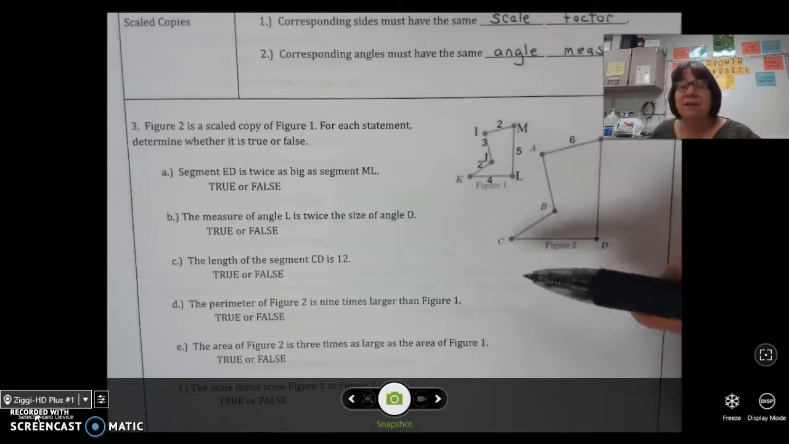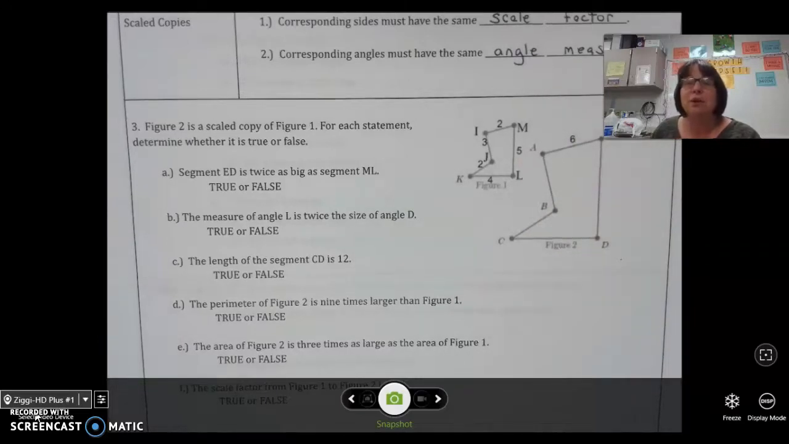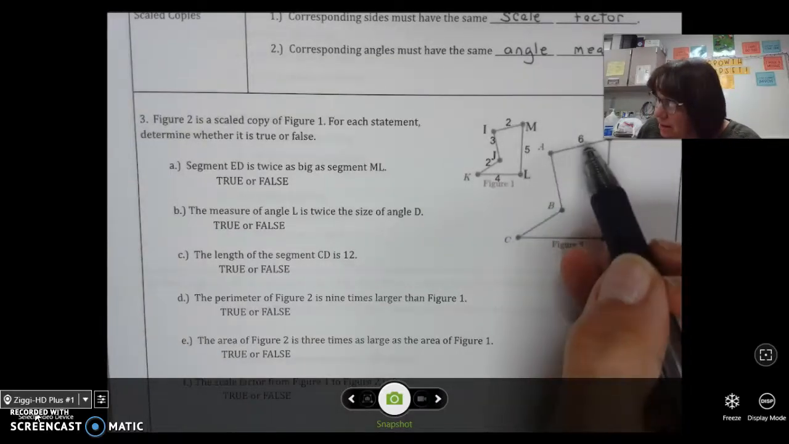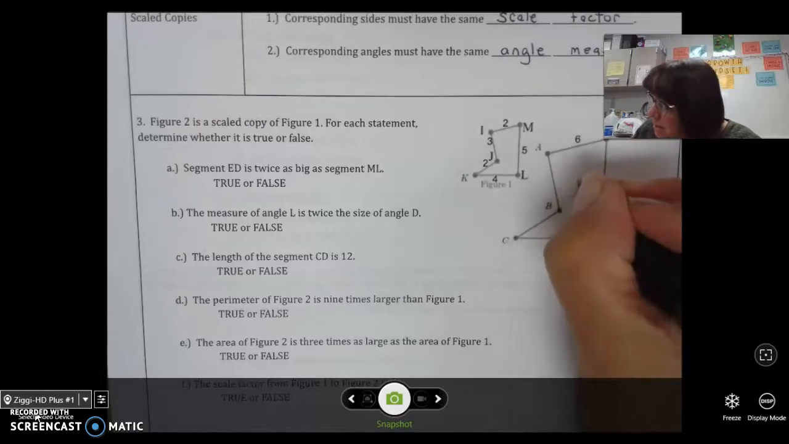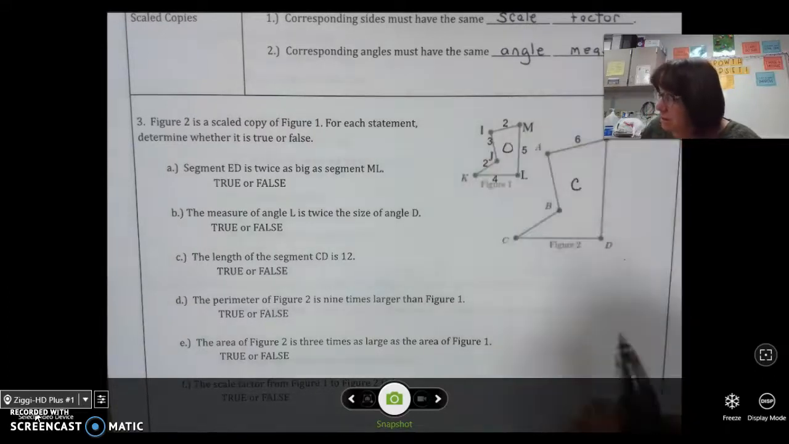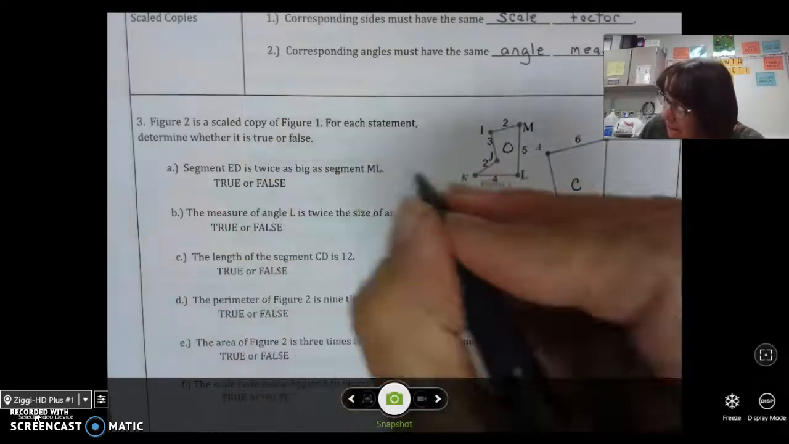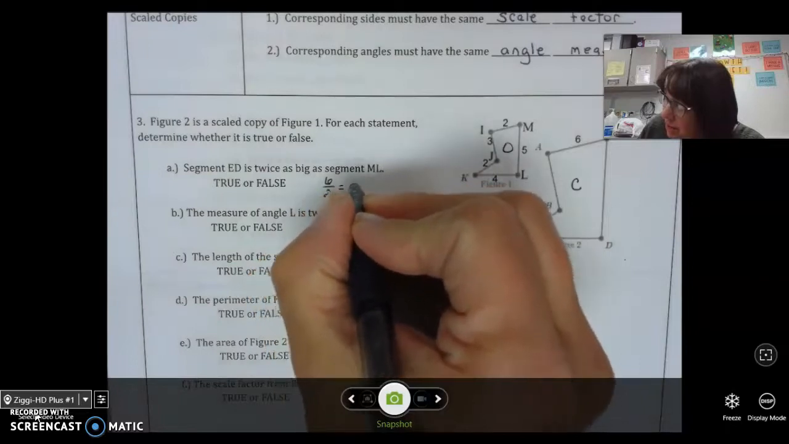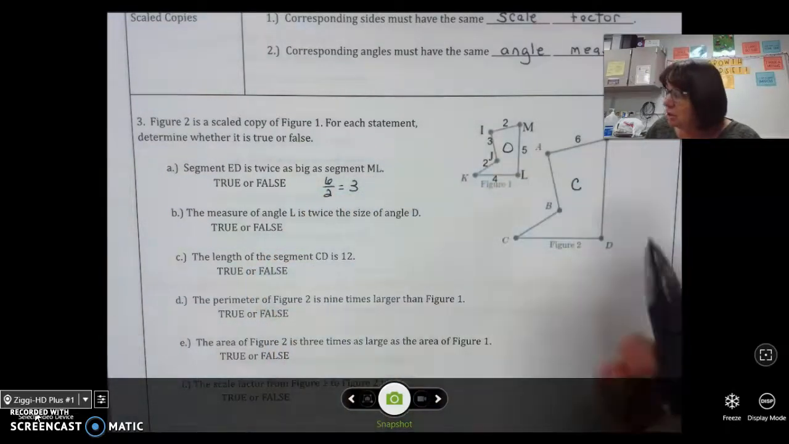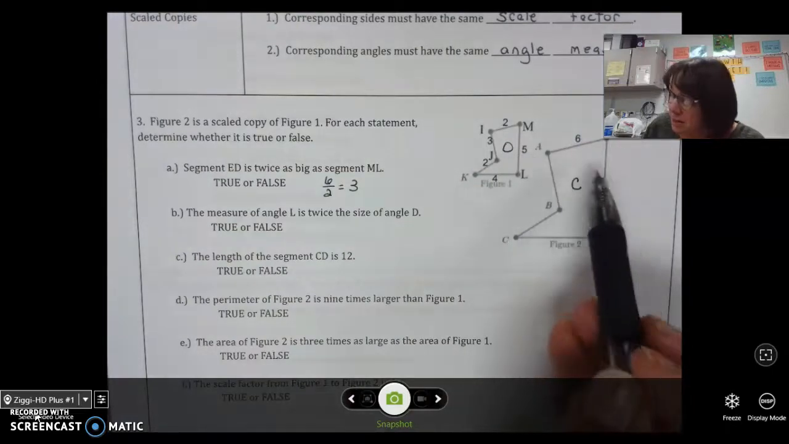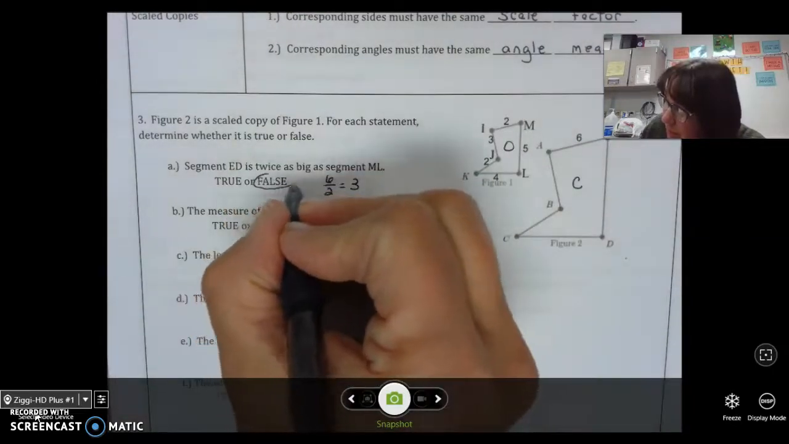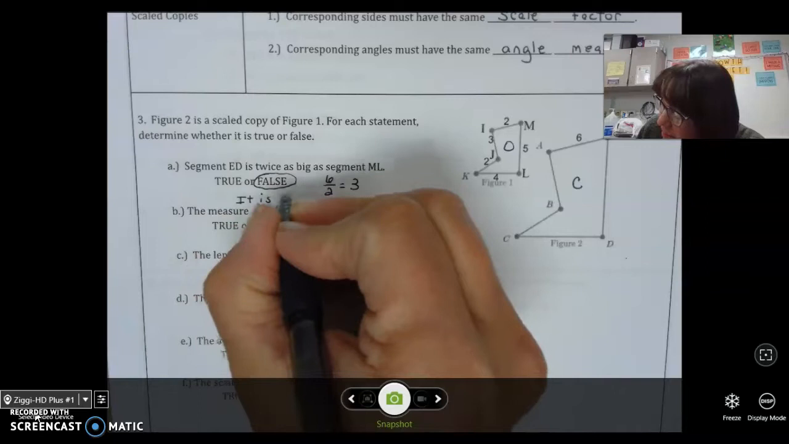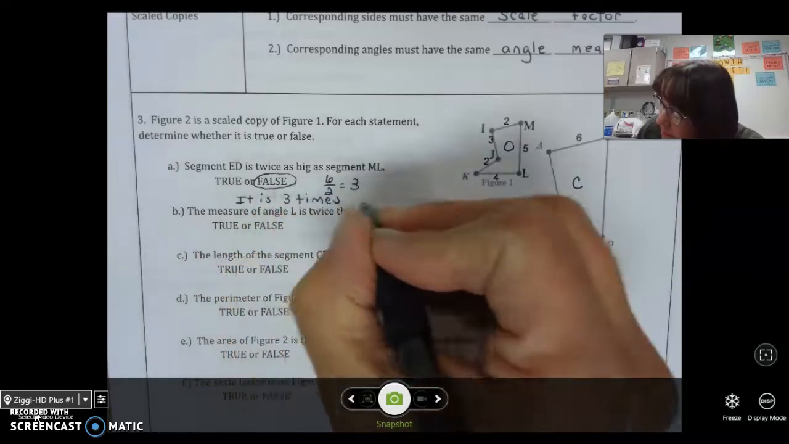Well, I would have to know what the scale factor is. So look for two sides that you do know the numbers on. So I would say 6 and 2 here. Figure 2 is the scaled copy. Always label. This is the original, we go into the copy. So you do copy, which was 6, over the original, which is 2, and you get 3. So this segment should be 3 times bigger, not twice as big. So this would be false. It is 3 times bigger.